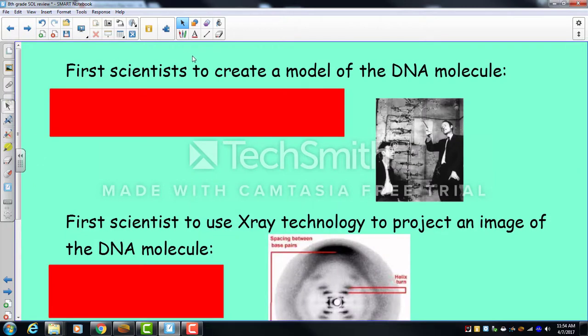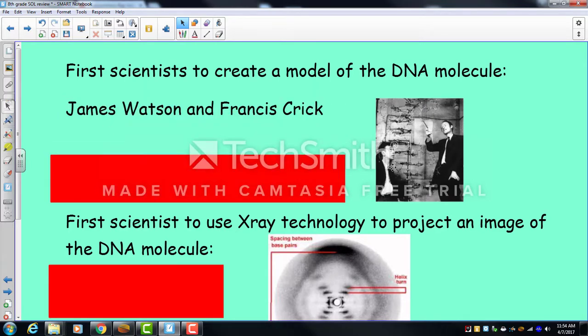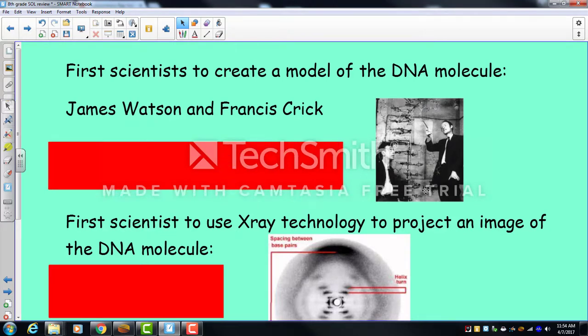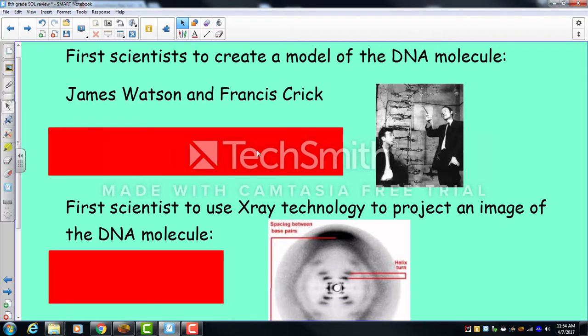Review that. Now, the scientists that are credited with creating the model of the DNA molecule, they got the Nobel Prize for it. Does anybody remember their names? James Watson, this guy right here on the left, and Francis Crick, this guy on the right. We think James Watson is still alive. We looked him up last year. However, Francis Crick was much older than James Watson, so he died a few years ago. This was in like 1961. So very impressive to come up with that technology all the way back then.